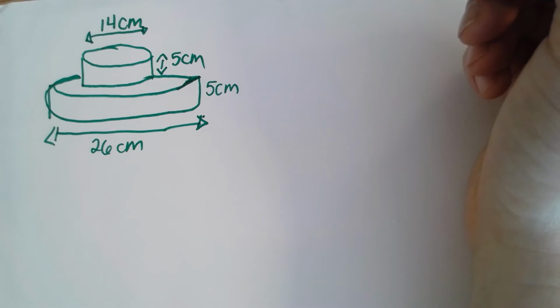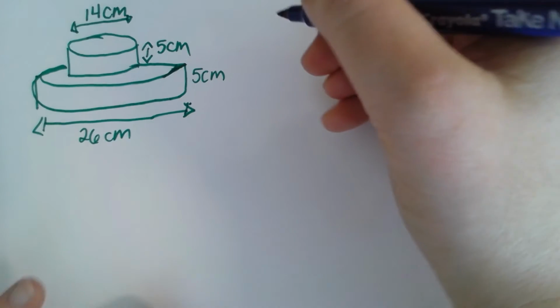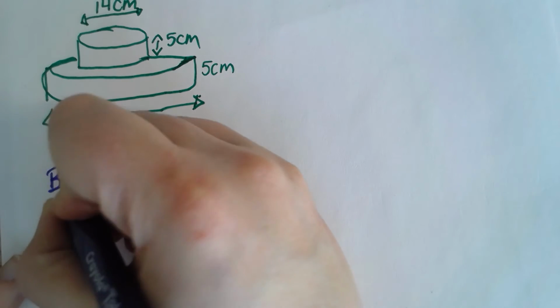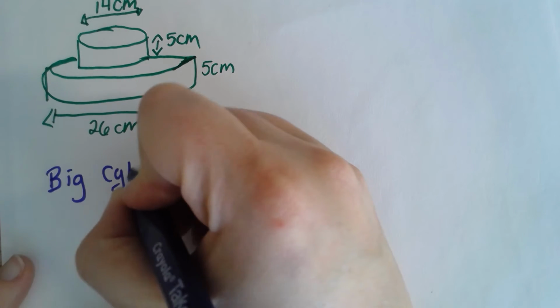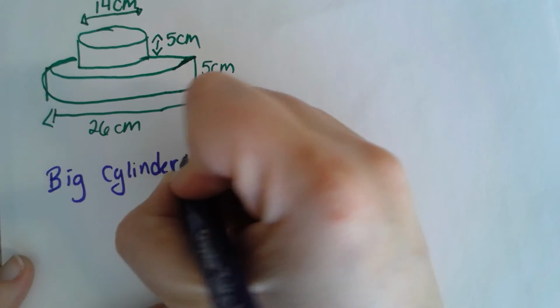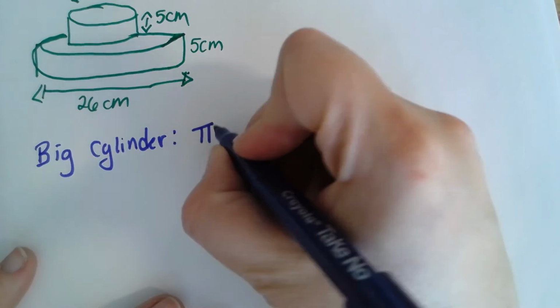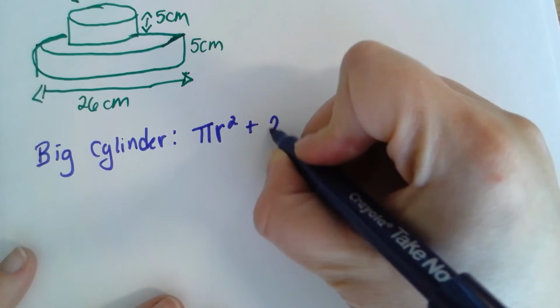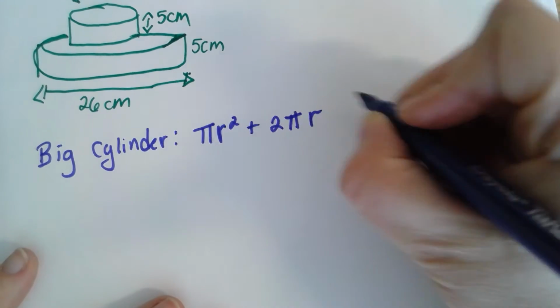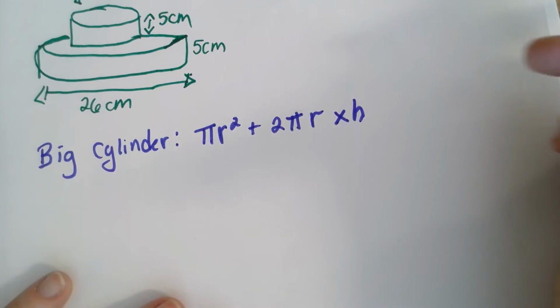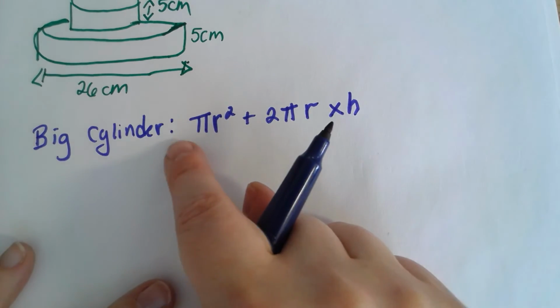Generally speaking, we are not going to be frosting the bottom of the cake. So we don't need to do both sides of both the top and the bottom of the cylinder. I tend to like to start with the larger piece first. So for my big cylinder, I'm going to find pi r squared plus 2 times pi times the radius times the height. If I were looking for both of them, I would put a 2 in front of this right here.